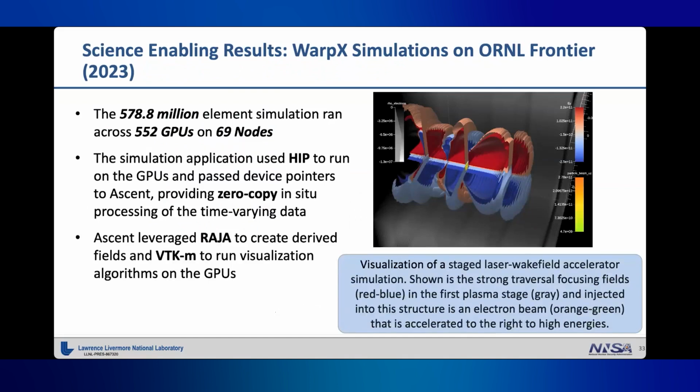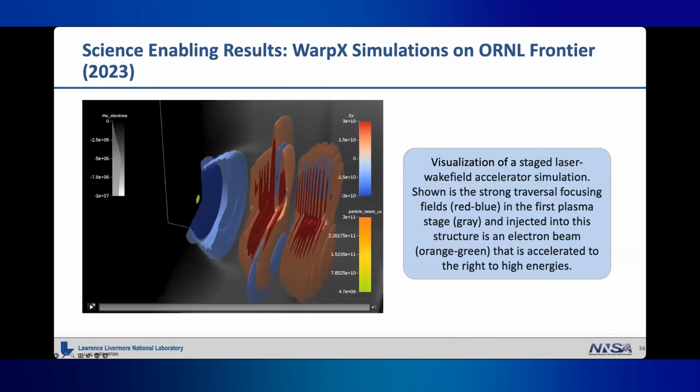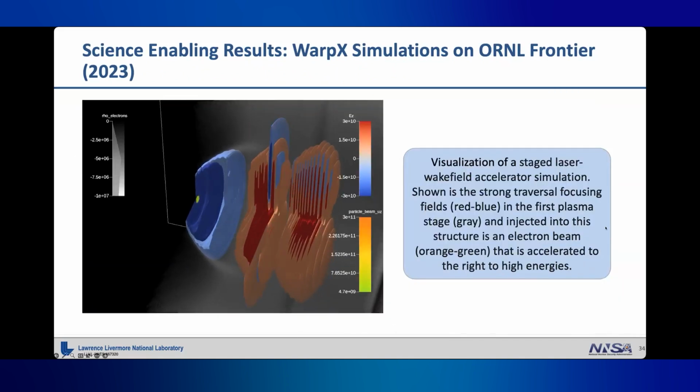Couple success stories. So this is an example from ECP running on the Frontier system. So in this case, we were using HIP and on AMD GPUs doing zero copy, and we use RAJA and VTK-m in order to run our algorithms, right? And this is, let me show this movie here. This is one of the visualizations we created, which is actually pretty complicated.